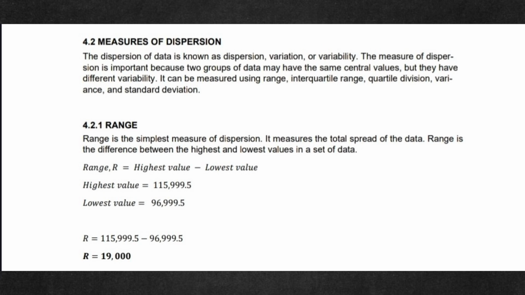For 4.2.1, range. Range is the simplest measure of dispersion. It measures the total spread of the data. Range is the difference between the highest and lowest value in a set of data. The highest value here is equal to 115,999.5. The lowest value is equal to 96,999.5. Then we substitute this into the formula to find that the range is equal to 19,000.